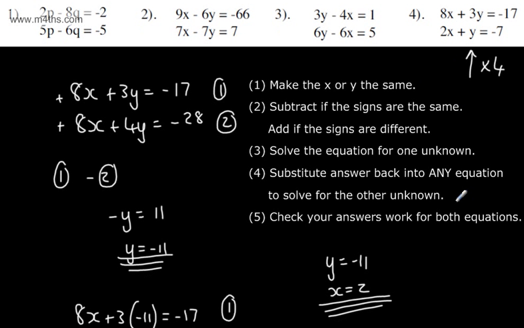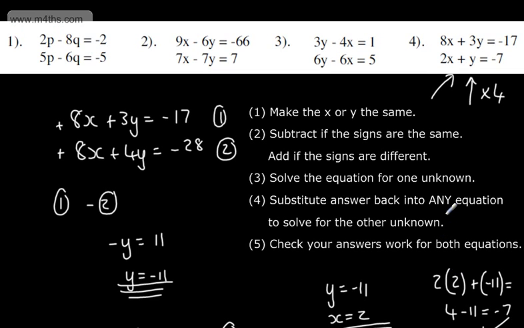Does it work here? Well, if I do 2 lots of 2, and I'm talking about the second equation here, 2 lots of x, 2 lots of 2, plus now minus 11, what does that equal? 4 minus 11 is minus 7, so it holds true. So, slightly nastier, but again, the same technique. On a calculator paper, feel free to use one.